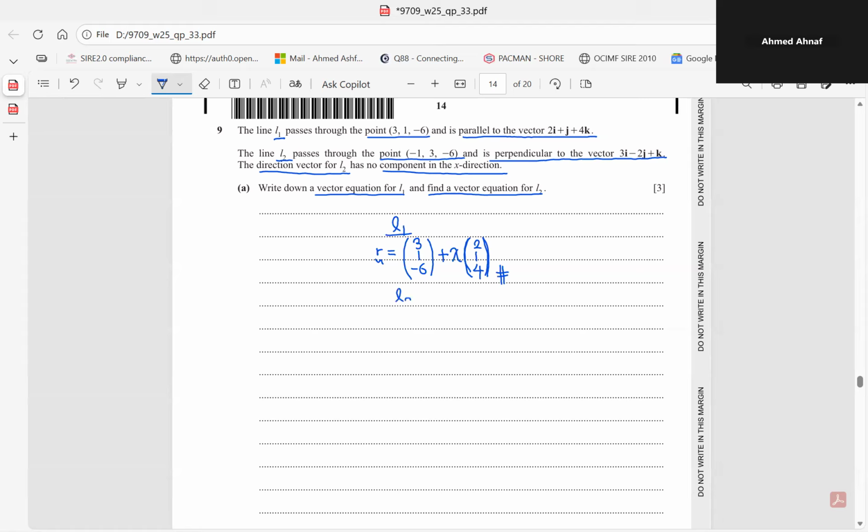Now let's find L2. For L2, we are given a point that it passes through, so that's checked.